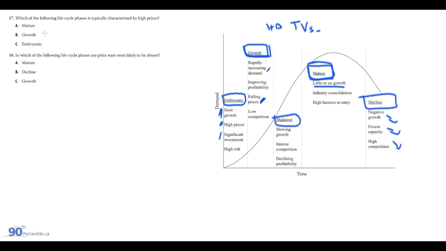So with that, we can come back to the question. Which of the following life cycle phases is typically characterized by high prices? Well, that's what I said. The HDTV is a perfect example, embryonic phase. Next, in which of the following life cycle phases are price wars most likely to be absent?